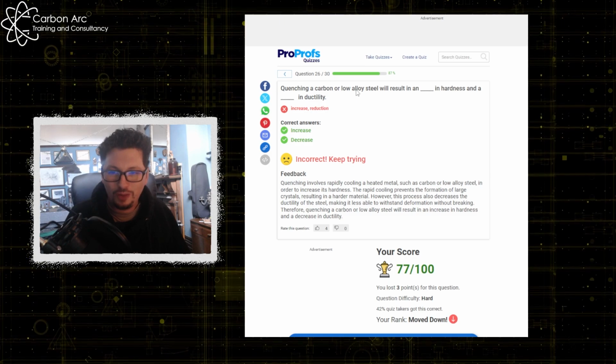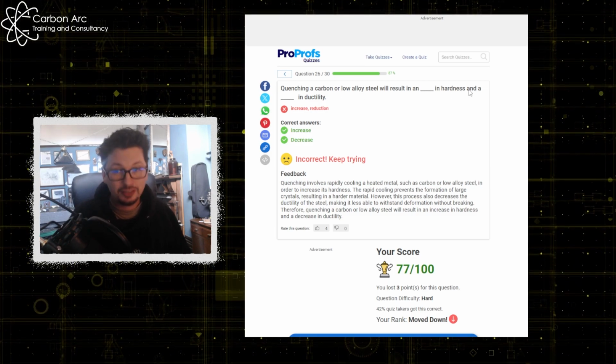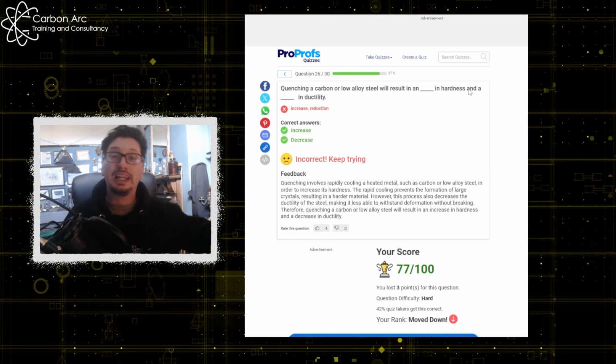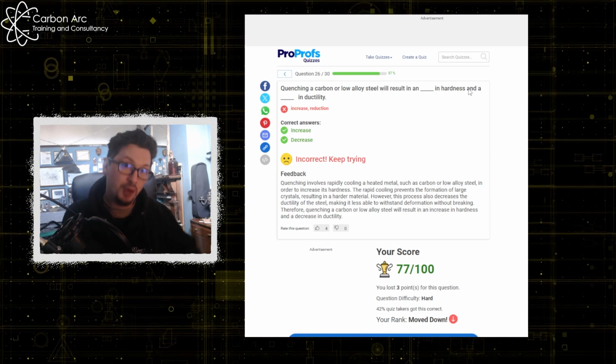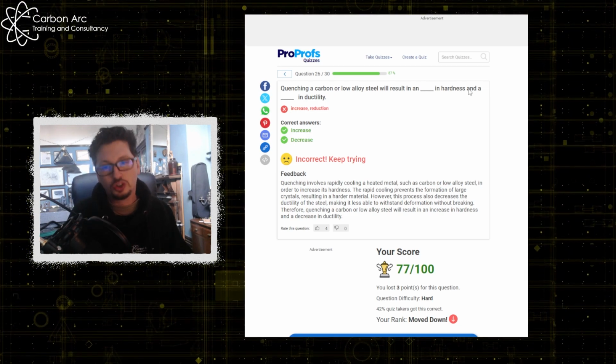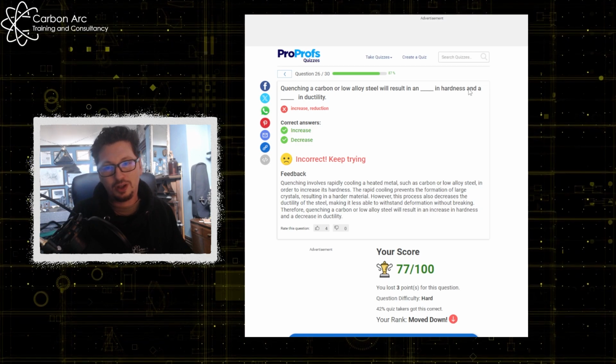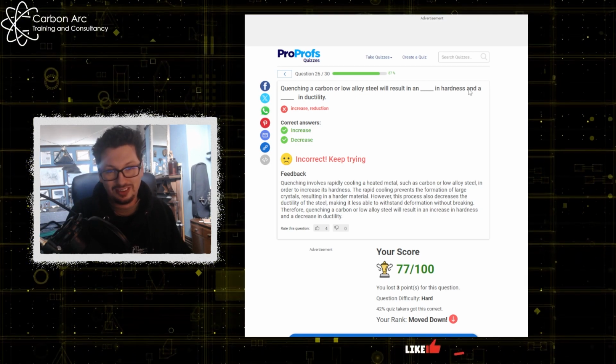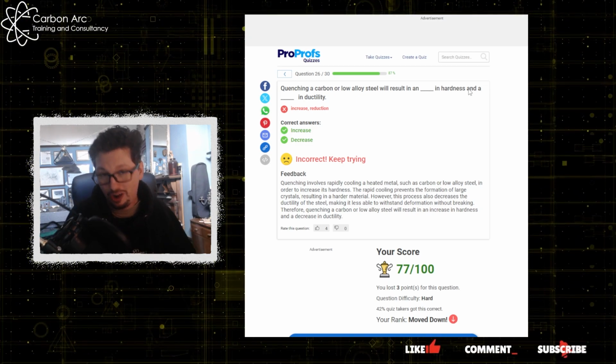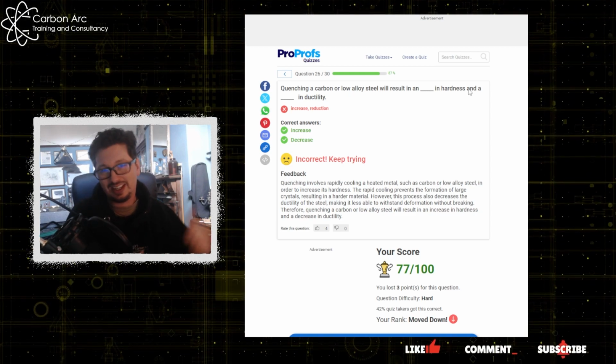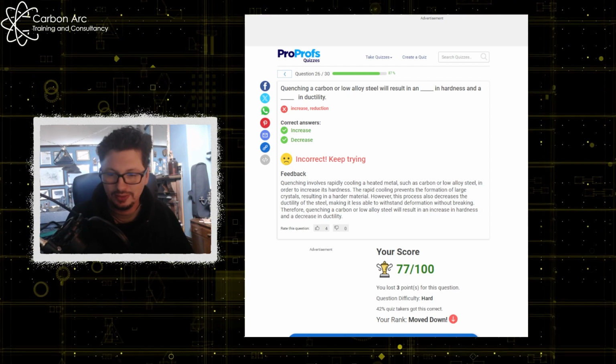Quenching a carbon or low alloy steel will result in an increase in hardness because it's more likely to promote martensite, and a reduction in ductility because if it's hard, it's not ductile. They kind of don't go together. Yeah, so that's that.